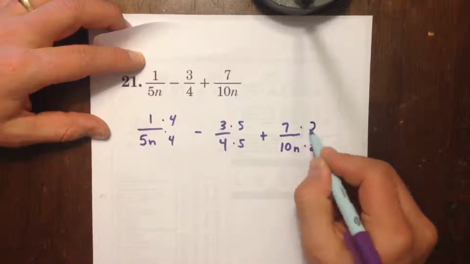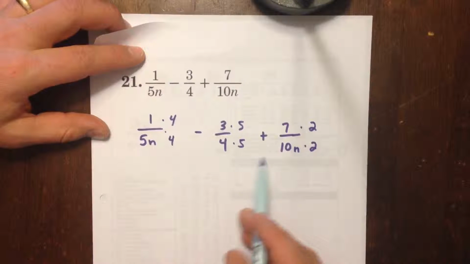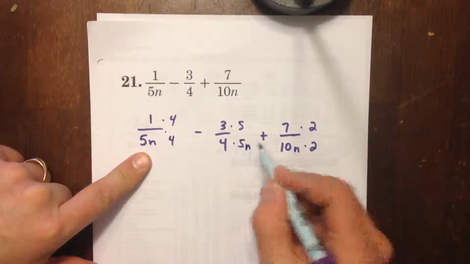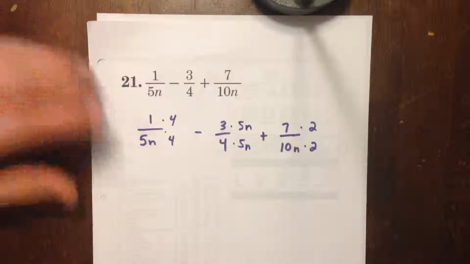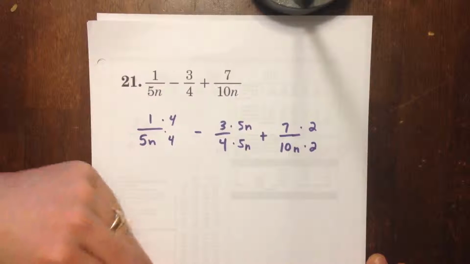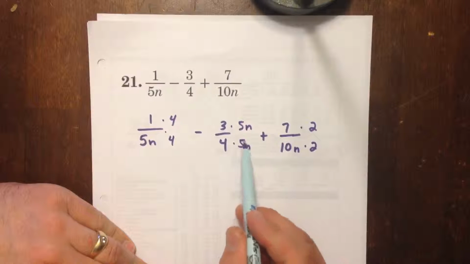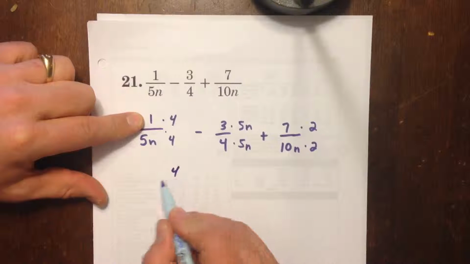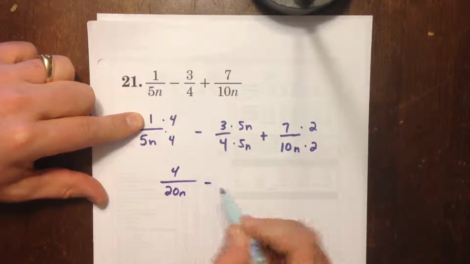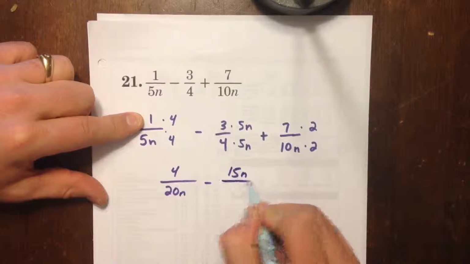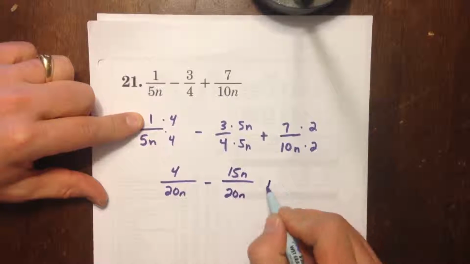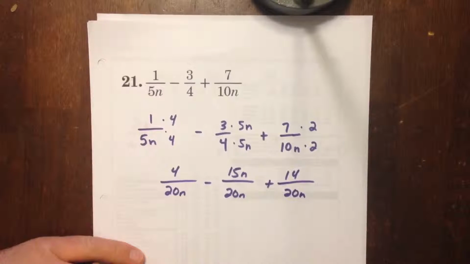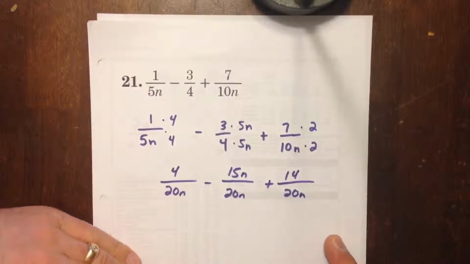Now, I also need an n. These outer ones have an n in them. This one doesn't. So I need really 20n on the bottom. And multiplying this one by 5n is going to give me 20n there. So really I have 4 over 20n minus 15n over 20n and plus 14 over 20n. So I have a common denominator there.